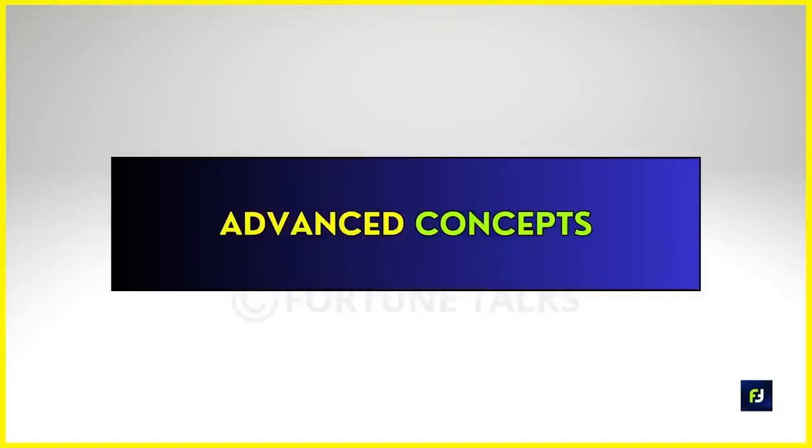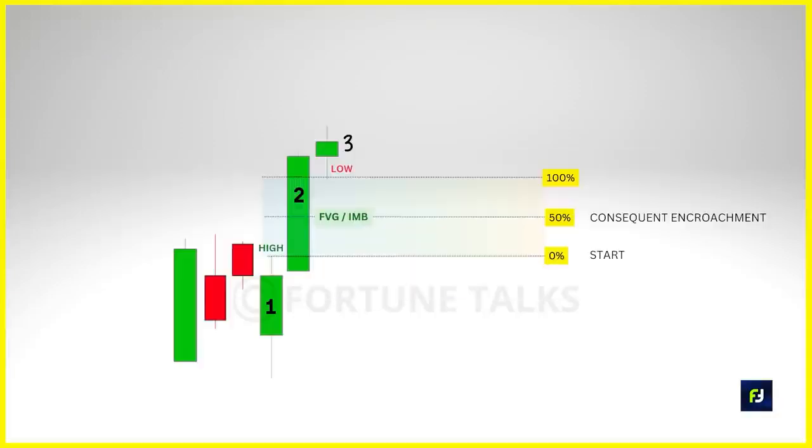As it would help you to trade with better conviction and accuracy. Now, there are three things to look out for within a fair value gap. The first being the start of the fair value gap, the second being the consequent encroachment or the 50% of the fair value gap, and lastly, where the price completely fills the fair value gap.